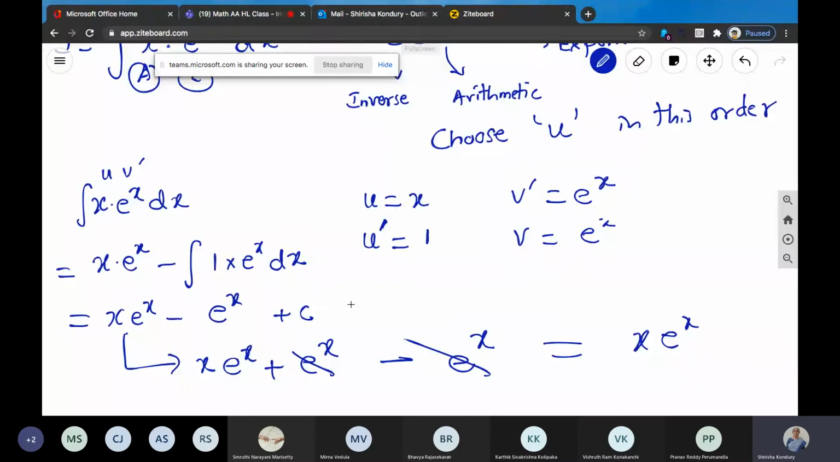So how did they come up with this ISLATE? Well, they came up with this ISLATE because they found that when I chose u in that order, I was always making things simpler for myself in comparison. So let us take another example.